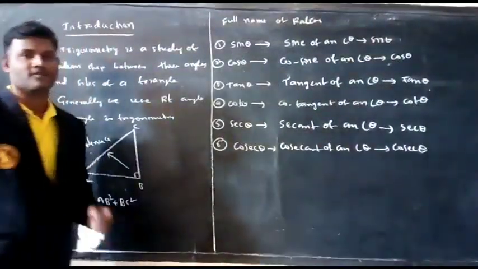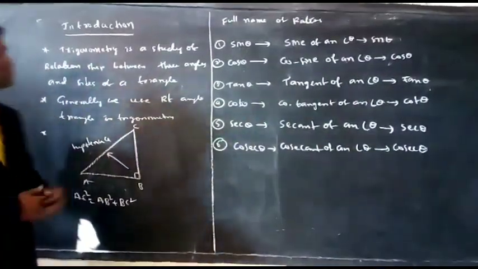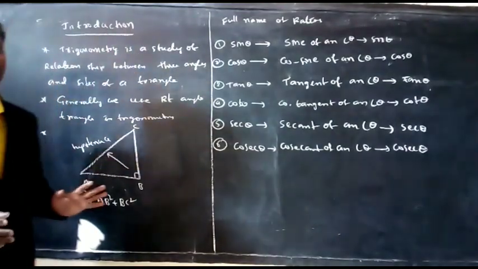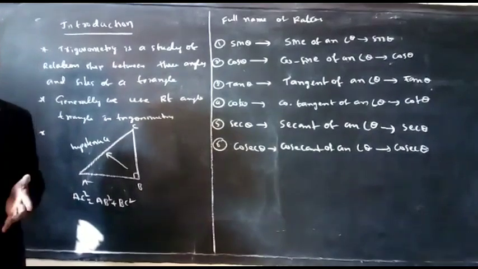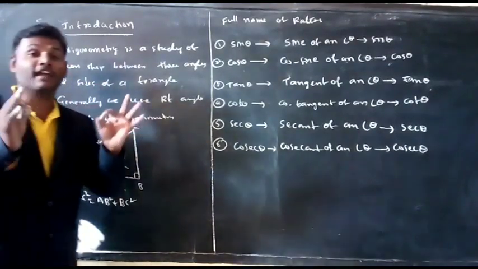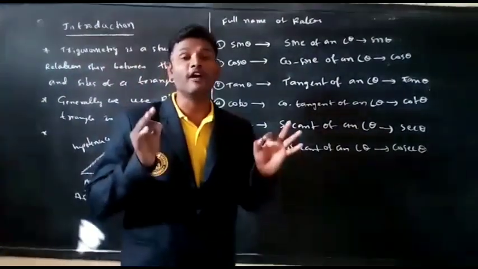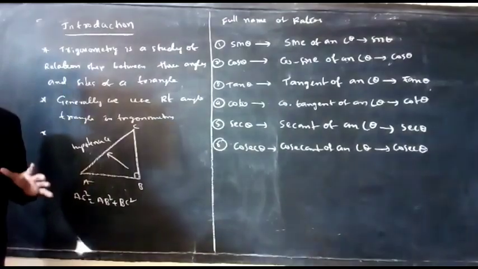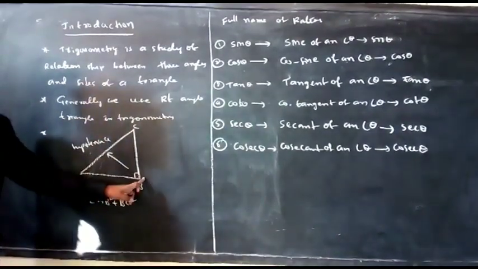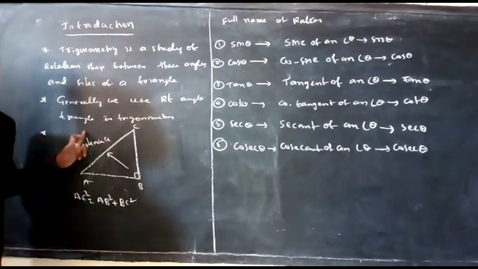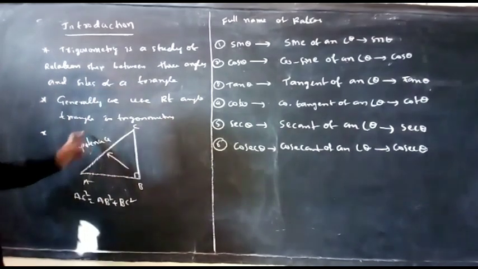So students, first of all, introduction. Trigonometry is a study of the relationship between 3 angles and 3 sides of a triangle. Generally, we use a right angle triangle to do the problems of trigonometry. For example, here I took one right angle triangle, with the right angle at B, and the other vertices A and C. The side opposite the right angle is nothing but the hypotenuse.